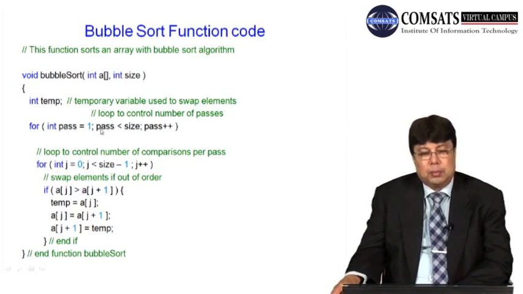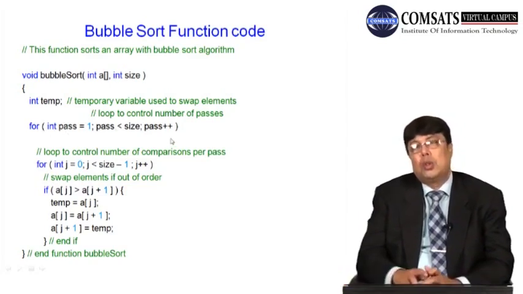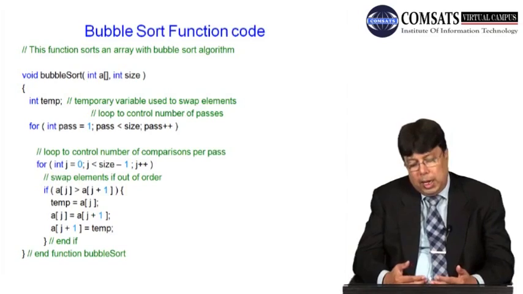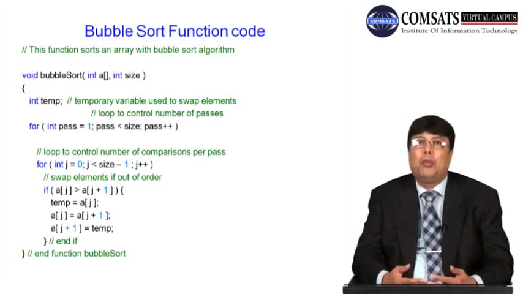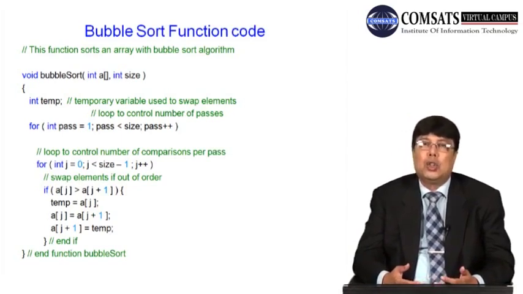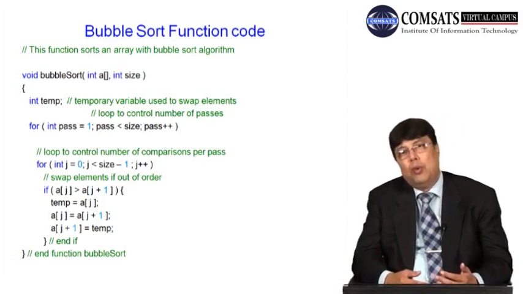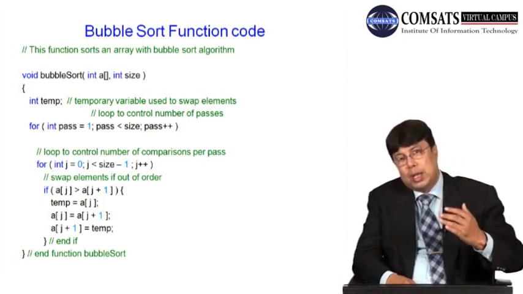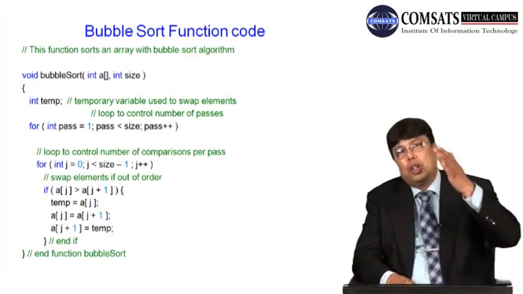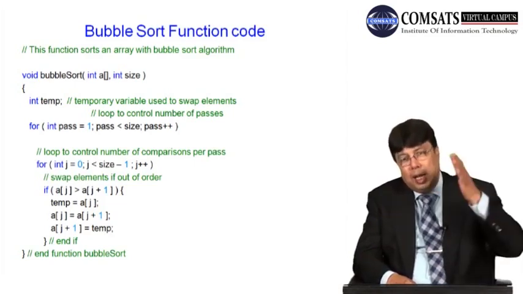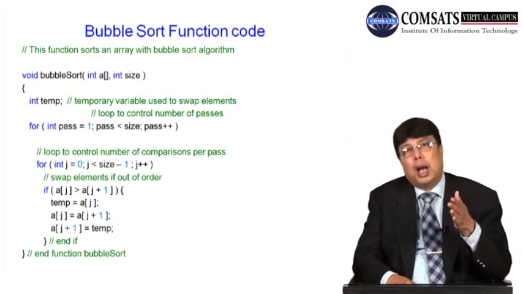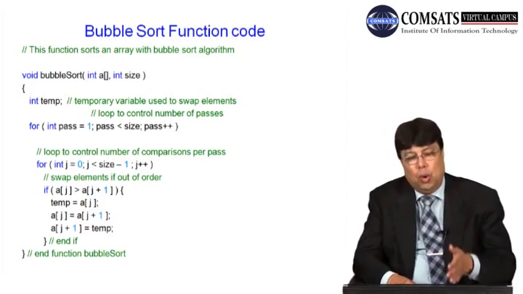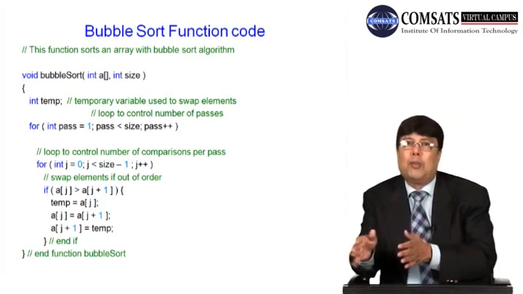Then this is the outer loop. What is the outer loop? The comparison that we perform in each and every pass should be in the inner loop. The outer loop should be for moving from top to bottom, meaning pass number 1, pass number 2, pass number 3, pass number 4, pass number 5. This should be the outer loop. And then within every pass, within every outer loop, you will compare the elements.